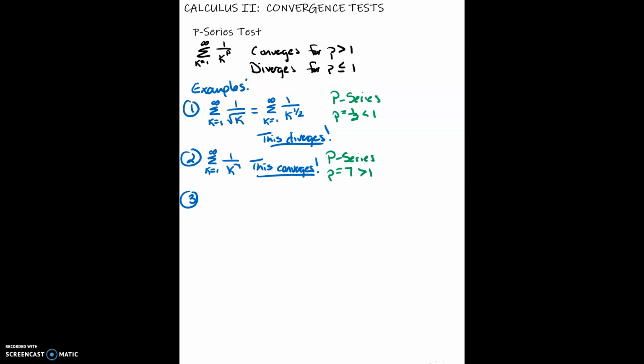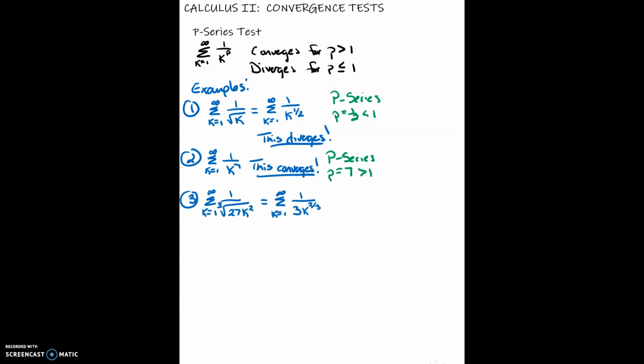Okay, let's try maybe something a little more challenging. Maybe not. The sum as k goes from 1 to infinity of 1 over the cube root of 27k squared. All right, it's looking a little uglier, but we can handle it. Let's see here. There in the denominator, I know that the cube root of 27 is 3. The cube root of k squared, I can write that as k to the 2/3 power.